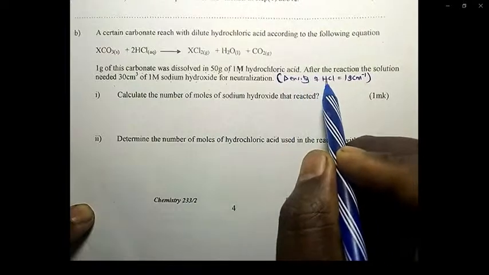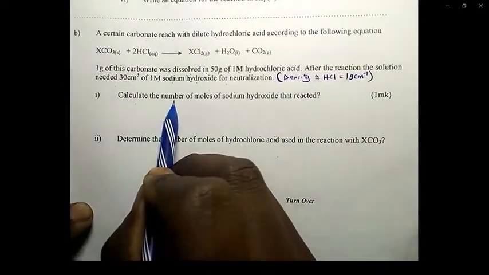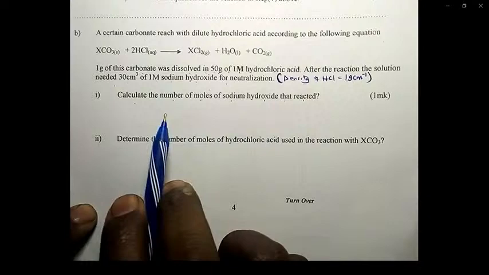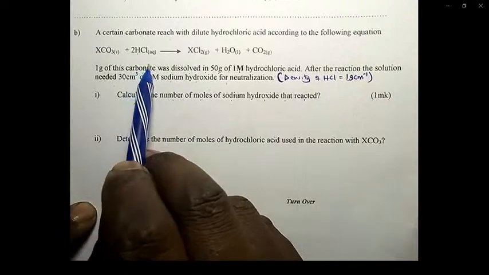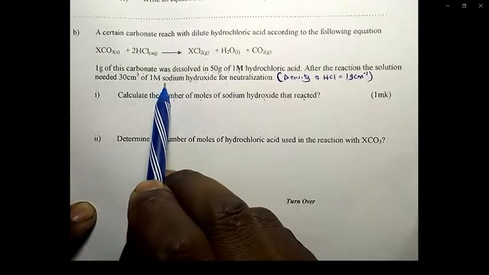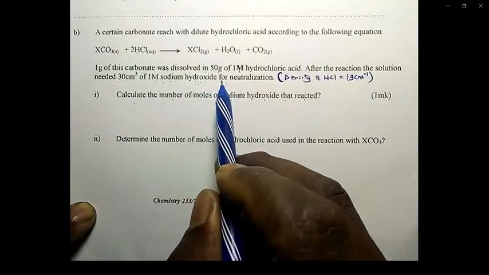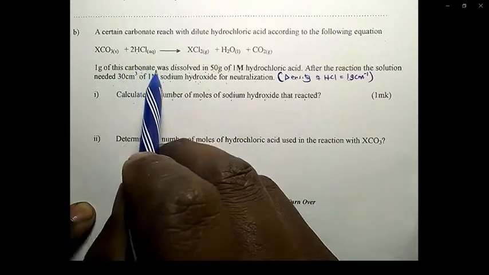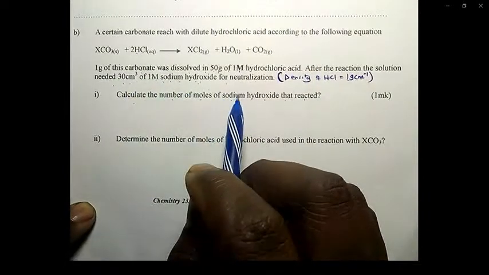We will be given the density of HCl is 1 gram per centimeters cube. The first question, calculate the number of moles of sodium hydroxide that reacted. But before we go there, it is important that you understand what kind of reaction this is. This HCl is reacting with the carbonate first, and the remaining HCl is going to react with sodium hydroxide. It means that this acid was in excess. It is more. Therefore, it will react with 1 gram of the carbonate. After the reaction is over, the remaining HCl is going to react with 30 centimeters cube of 1 molar sodium hydroxide. It is important to understand that.